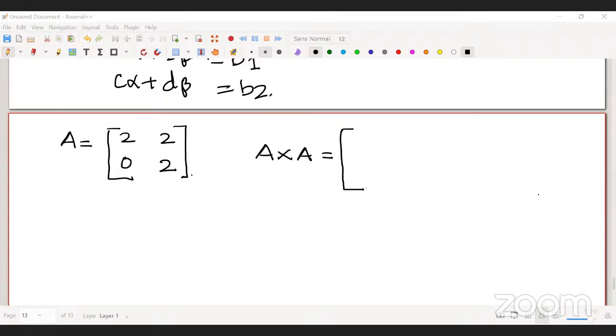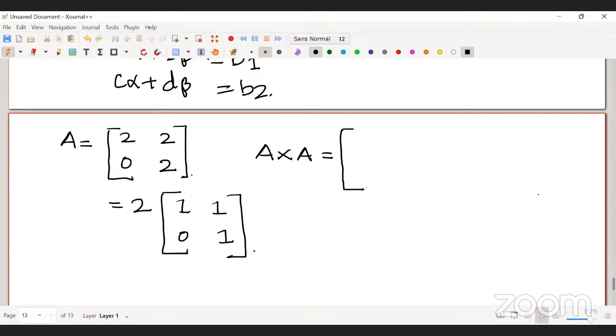Okay, sir. What you can do is write this A as 2 times the matrix 1, 1, 0, 1. Then we can multiply with the same. Yeah, you can do the same thing. So first you have to check a pattern. First you try to multiply A with A. Then you try to multiply A times A times A, and see what pattern it is following.